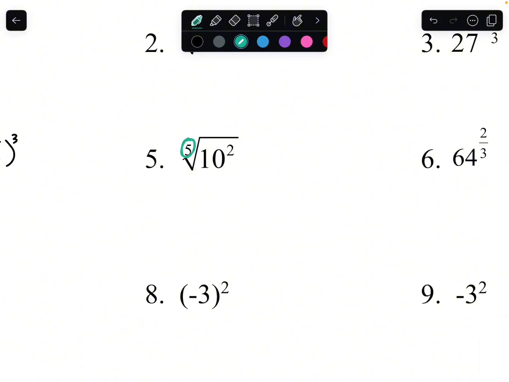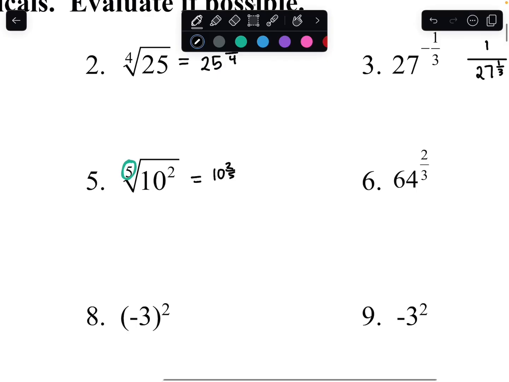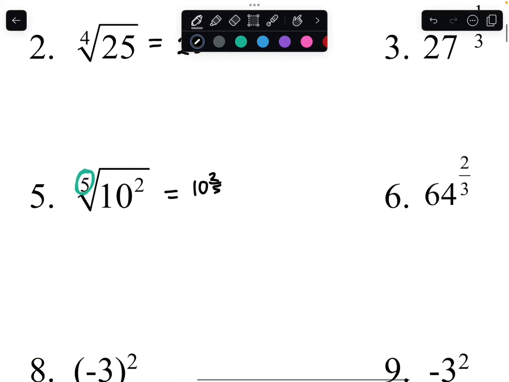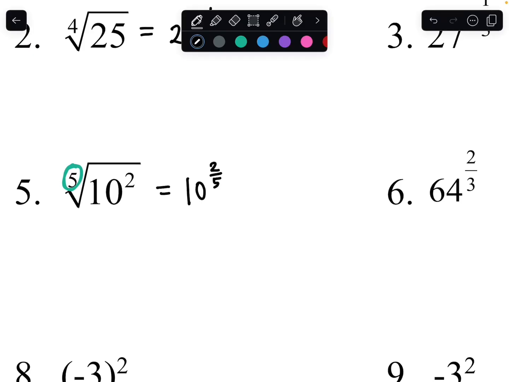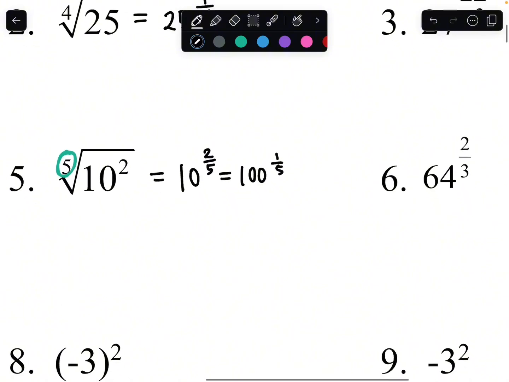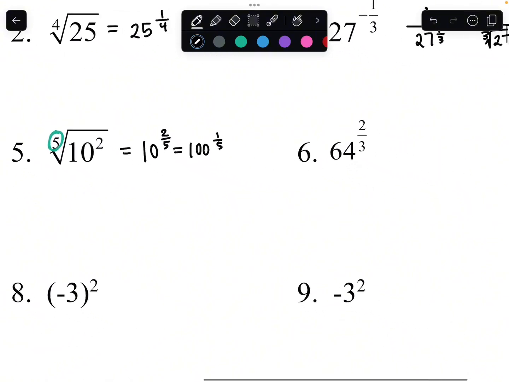Here, 5 is the root. It's the index of the radical. And so we know that's going to be the bottom of the fraction in the exponent. And so we can rewrite this as 10 to the 2/5 power. You really want to be careful and make sure the 10 is bigger than the 2/5, so it's clear that that's the exponent. We could also write that as 10 squared would give you 100 to the 1/5 power.